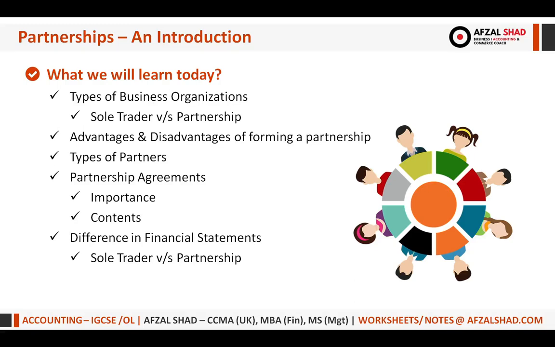Then advantages and disadvantages of forming a partnership, that if you are going into a partnership, converting your business from a sole trader to a partnership, what are advantages you can gain and what are the drawbacks to that. Then we are going to discuss about the types of partners in the partnerships. Then we are going to discuss partnership agreements, the importance of the partnership agreement, why should we have an agreement while going towards a partnership, and what are the brief contents of the partnership.